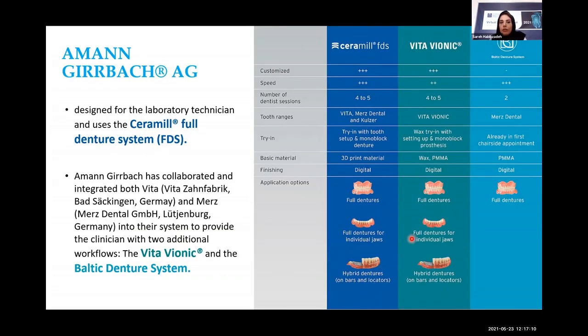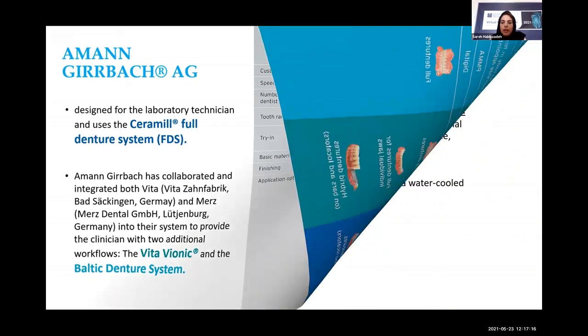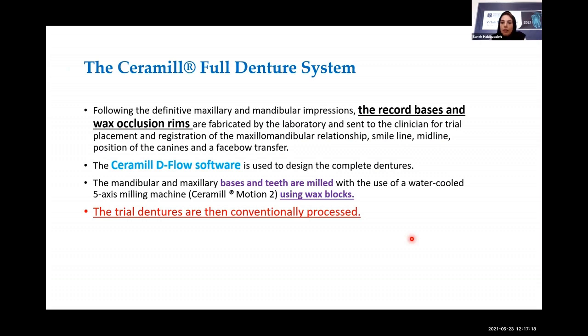We also have Amann Girrbach, which has integrated with 2 other companies, Vita and Baltic Denture System. The software that we have with Amann Girrbach is called the Ceramill Full Denture System. The interesting feature about this system is that it provides you with wax dentures. So you have your information, your data gathering, and the system will mill the denture from a wax block.